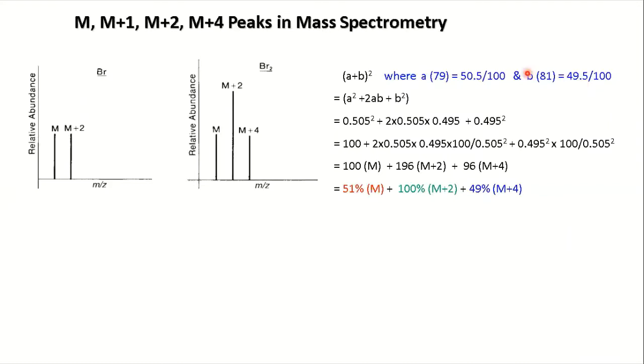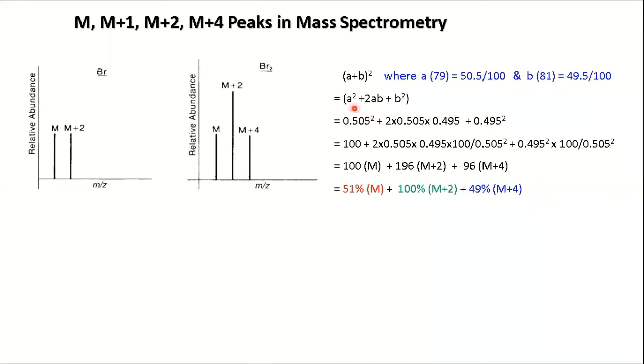Now you just need to put this value and raise it to the power 2, so you have A square plus 2AB plus B square. If you take the fractions, you have 0.505 square, then 2 into 0.505 into 0.495, and then 0.495 square. So this is what you take.